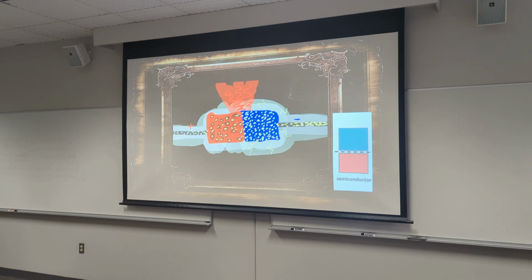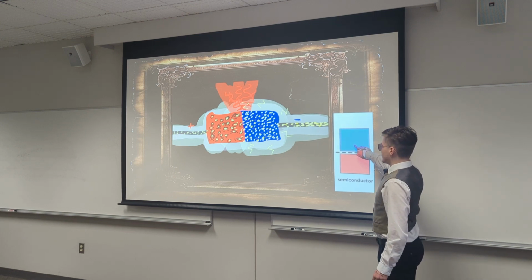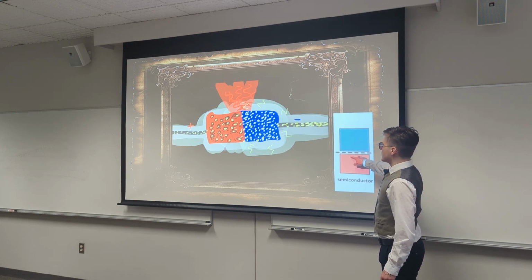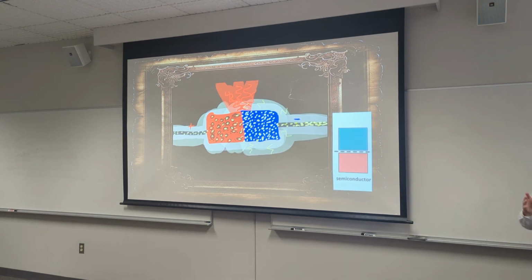And while they drop, they are going to go from the conduction band into the valence band, and they are going to experience a difference in energy. That difference in energy is going to be released as a photon. Most diodes will release what is called a phonon, which is another quasi-particle that is a good way of thinking about heat.